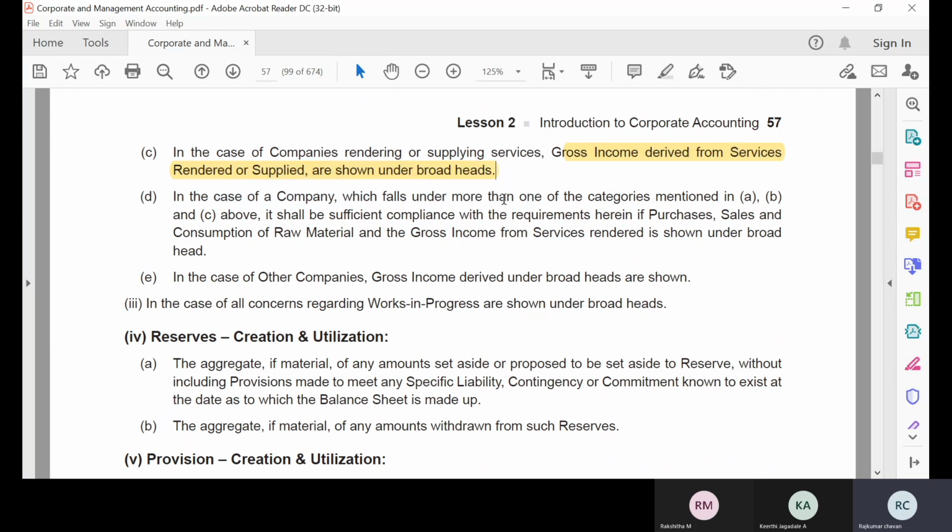They will show it separately. Next, in case any company falls under more than one category A, B and C, it is sufficient compliance if the required purchases, sales and consumption of raw material and gross income from services rendered are shown under separate heads.